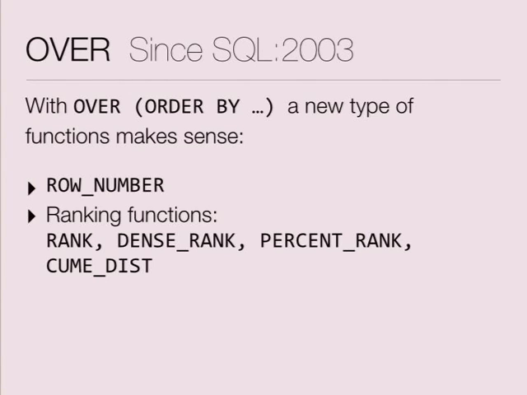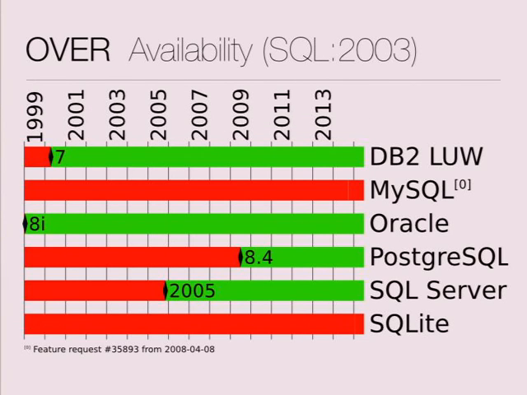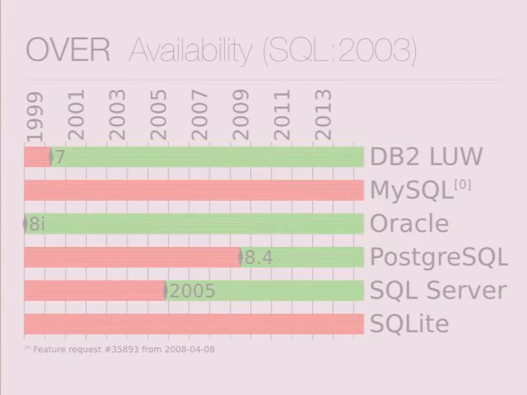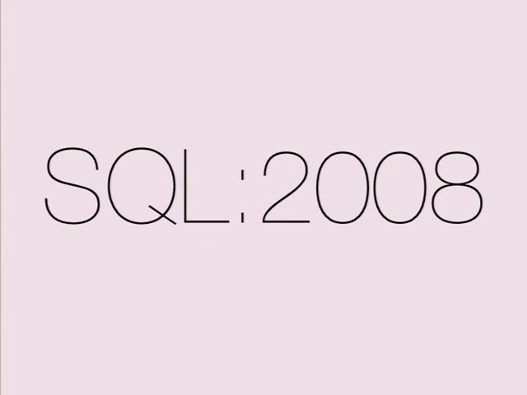So that's basically what you can do with over and order by. Can you use it yet? Yes, of course. Okay, then I'd like to skip over to SQL 2008. I must tell you that I have skipped one: 2006, there was also a standard release. I just don't like that one so much, so I'm skipping it here today.